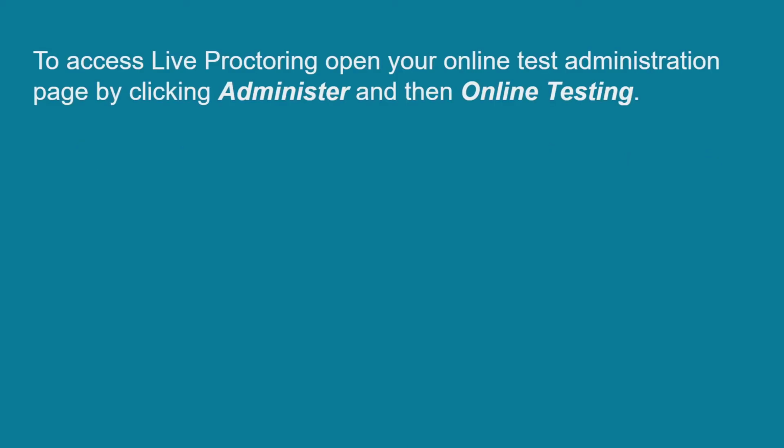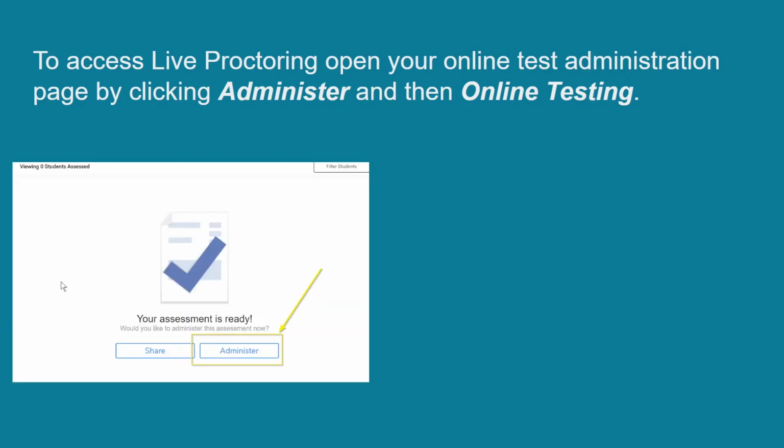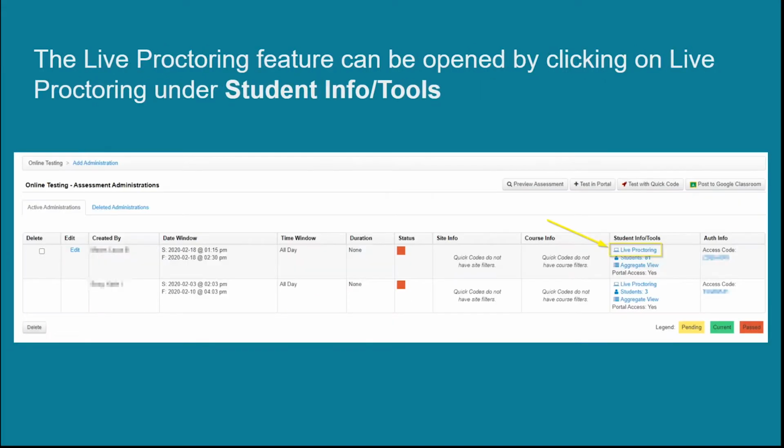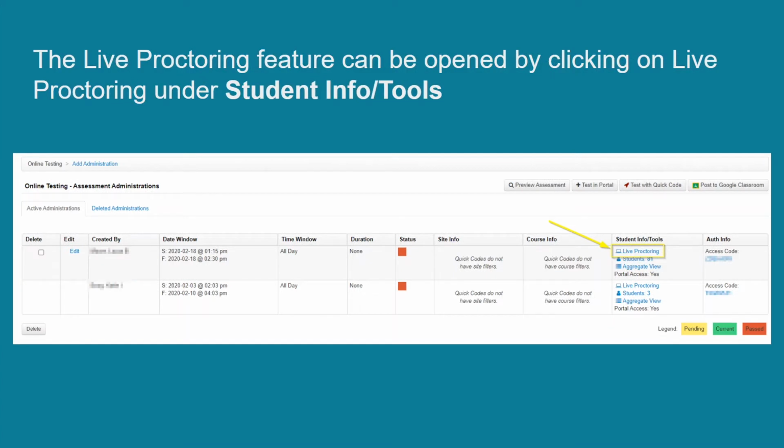To access live proctoring, open your online test administration page by clicking on the Administer button and then selecting Online Testing. If your test is a manual hybrid, you can access this page by clicking on the Administration tab and then selecting Online Testing from there. Once you are in your online test administration window, you can access live proctoring by clicking on the live proctoring link that is under Student Info Tools.